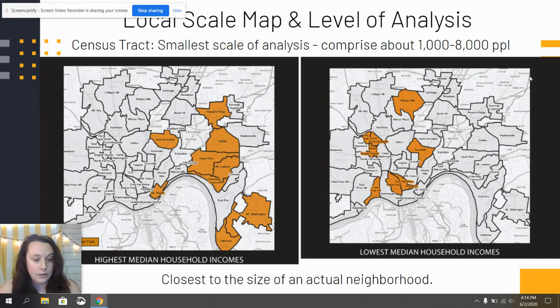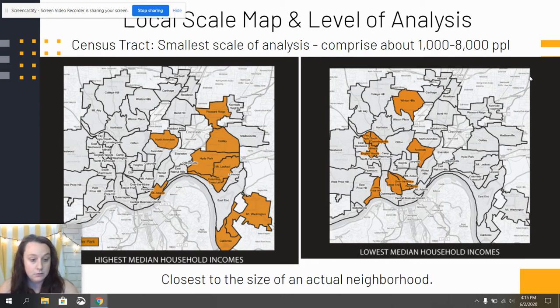But the goal in creating census tracts is to make sure that they have a similar amount of population in all of them, right? So you want all of your census tracts to have about the same amount of people included. And so when we talk about neighborhoods in Cincinnati, we're basically talking about census tracts.